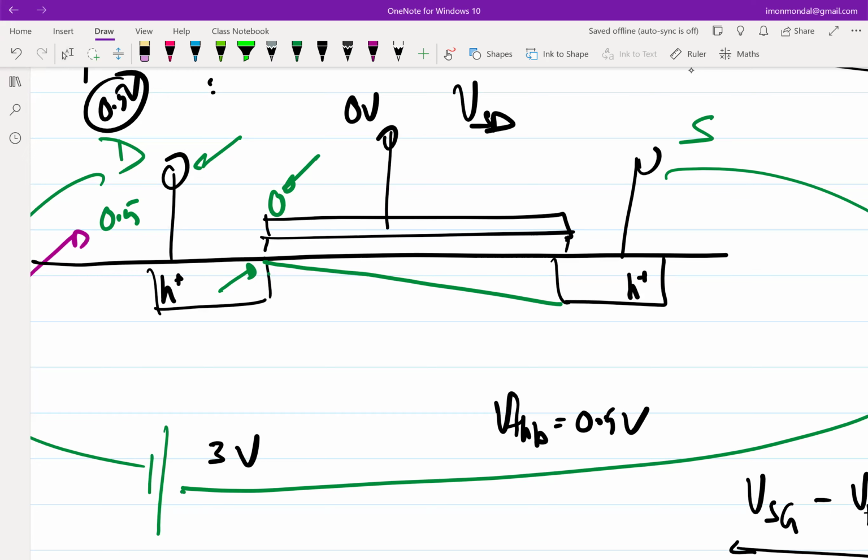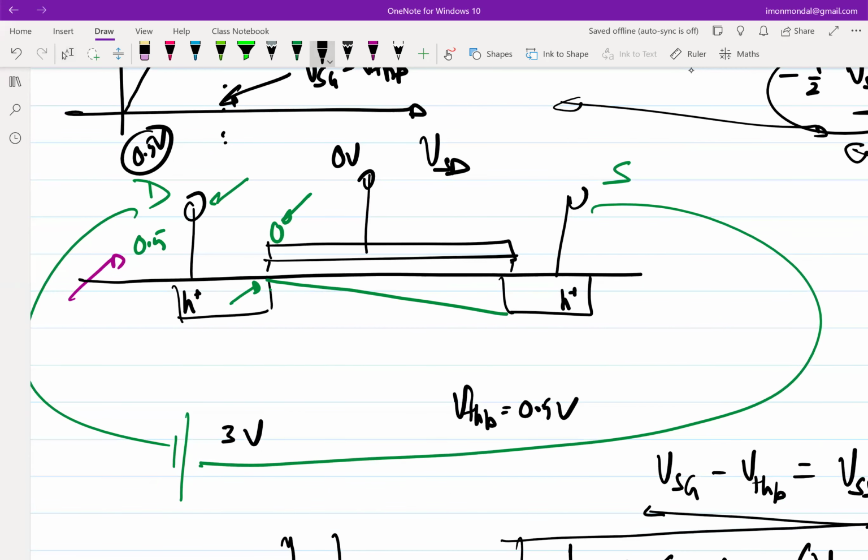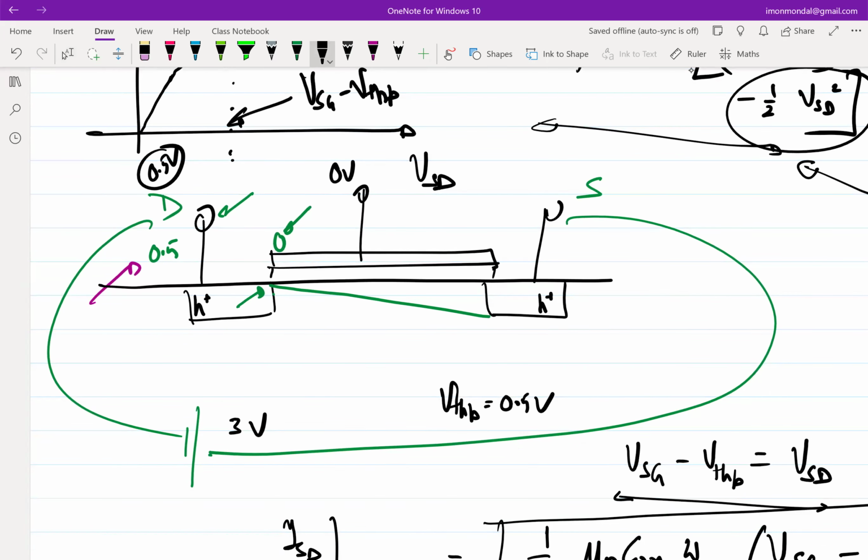So his point is this. Your transit time is L by velocity, and velocity is mu times electric field. Now, the electric field is between source and drain, and the source and drain voltage we are changing. So the electric field is changing, and then it makes sense to assume that the transit time will change.